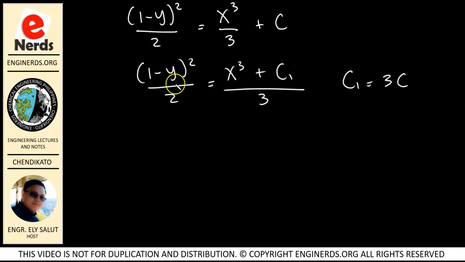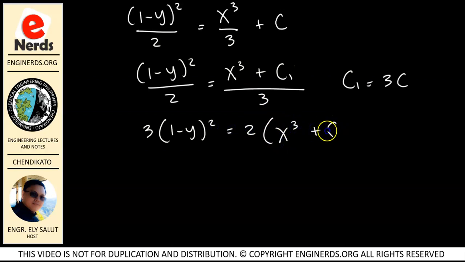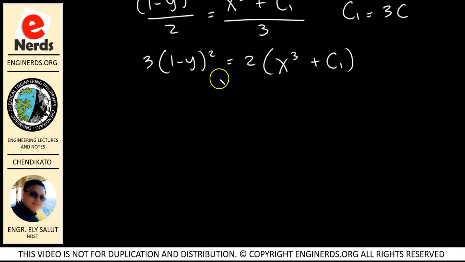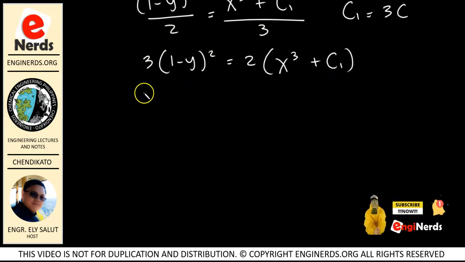Okay, so now I'm going to transpose itong 2 sa right side ng equation at itong 3 sa left side ng equation natin in order to remove itong ating mga denominator. So I will have 3 times 1 minus y squared is equal to 2 times x cubed plus c1. Okay, now I'm going to simplify further by expanding itong ating mga polynomials here. So I will have 3 times 1 minus y squared will be 1 times 1 will be 1.